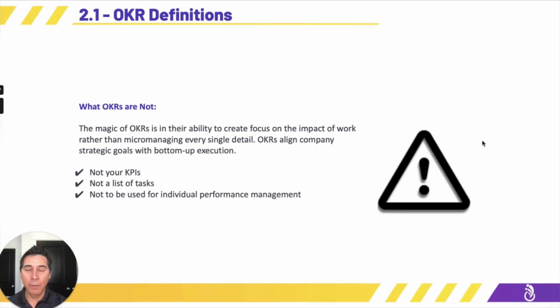Okay, so now that we know what OKRs are, let's take a look at what OKRs are not. OKRs are not your KPIs. Company key performance indicators are typically the health metrics of the organization, and oftentimes they serve as lagging indicators. In contrast, OKRs measure what's going on at that moment in time. They measure in real time, and they're typically for the life of the OKR cycle, which is typically quarterly.